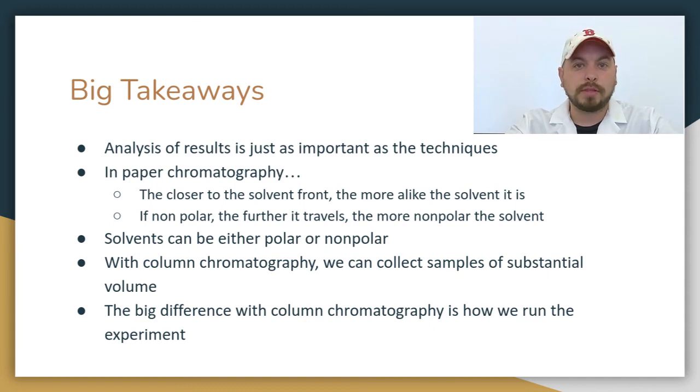In column chromatography, the big benefit is that we can collect pure samples of substantial volume, okay? Whereas in thin layer we couldn't. A lot of the similar features, though, which is the fact that we still have a stationary and a mobile phase, and there's still a retention factor element, okay? The big difference is simply how we are going to run the experiment. What you need to take away from chromatography, though, is going to be the interactions component. How the two particles will interact with each other, which is going to tell us that RF value, which is going to tell us how we can separate the molecules using chromatography.